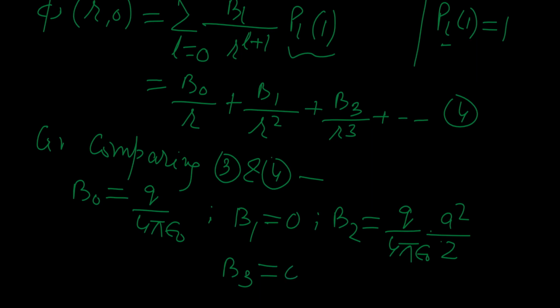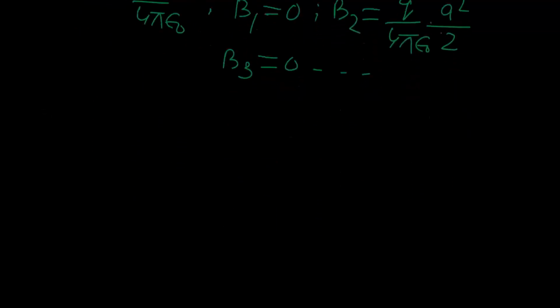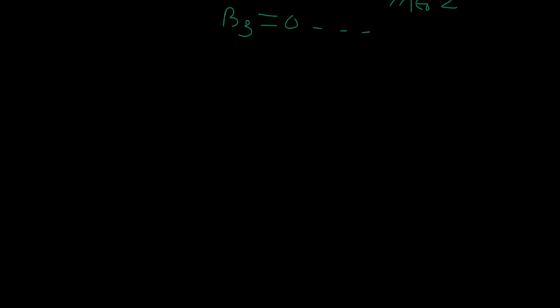So one thing you may see, the alternate coefficient B naught is non-zero, B1 is 0, B2 is non-zero, B3 is 0. Similarly, if you calculate, you will find that B4 is not 0 but B5 will become 0. It means all the odd coefficients B1, B3, B5 will vanish. In fact, after calculating these coefficients, now we can define the potential at the given point P by the use of equation 2 for the case R greater than A.